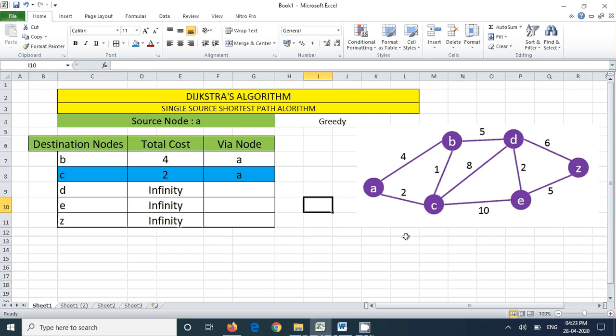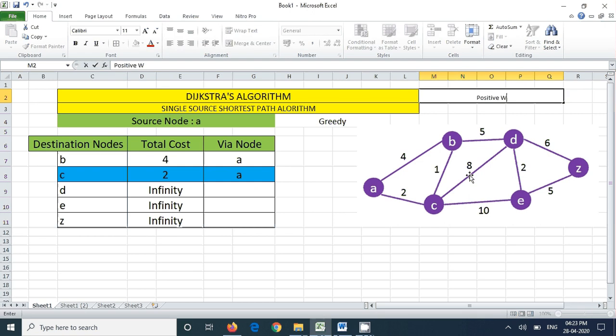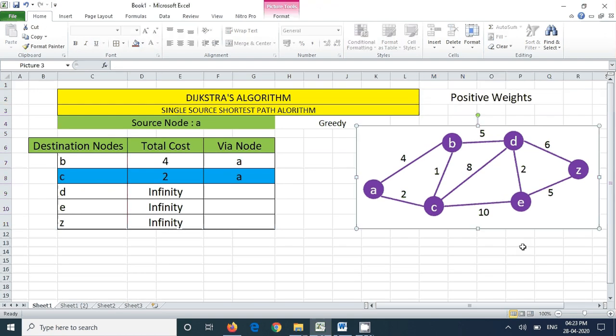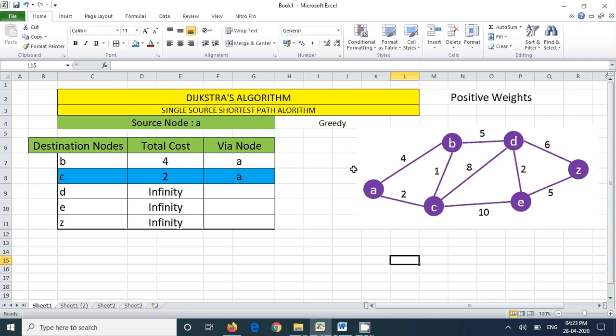One more thing you have to remember here is that Dijkstra's algorithm will work only for positive weights. It will not work for negative weights. Let us see why the greedy property works with positive weights. A goes to B with the cost of 4, and A goes to C with the cost of 2. There are only 2 outgoing edges from A.